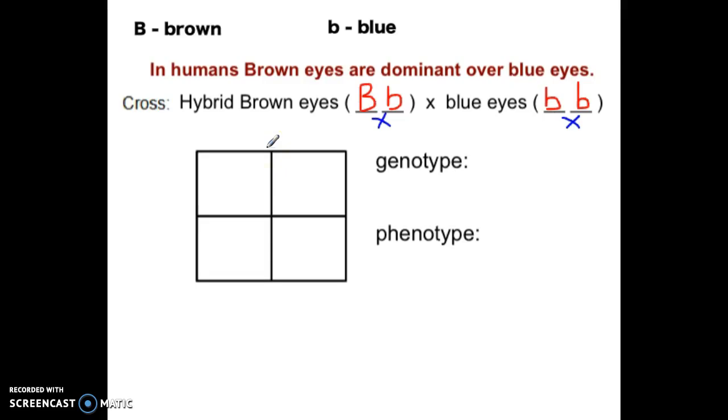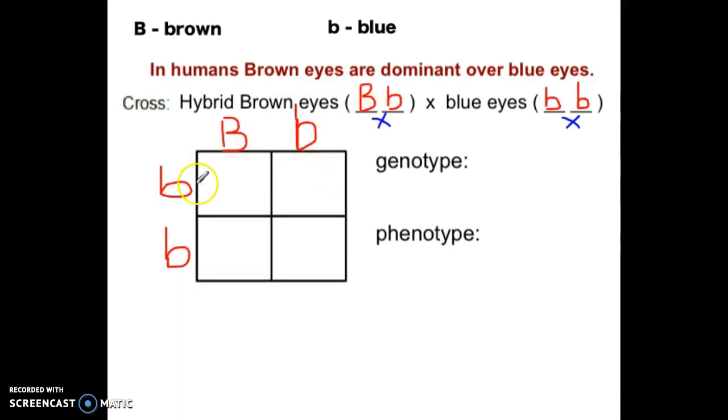The next part that's needed to be done in order to complete this Punnett square is you fill in the parents' genotypes into the Punnett square. It does not matter what side you put them on. You should have a set that goes in this area and then a set that goes on the top. So I'm just going to go ahead and put the hybrid on top. So capital B, lowercase b. And then on the side, I'm going to put the other parent, which was two lowercase b's.